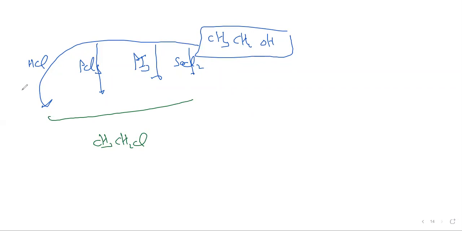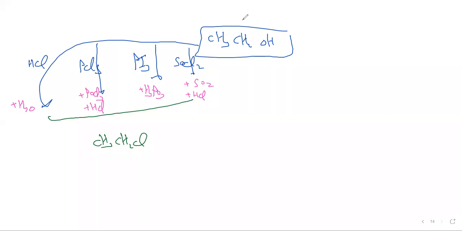For the first one, it will produce plus H2O plus POCl3 plus HCl plus H3PO3 plus SO2 plus HCl.